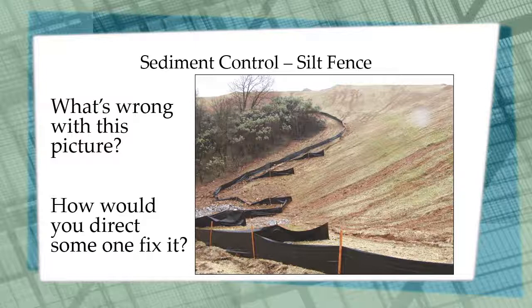Well, there's a number of things. First, the silt fence is installed, at least in part, up and down the hill, which is completely useless. Additionally, it's only being installed at the toe of the slope, and there's no other BMPs further up the hill to slow down the velocity of the water or to impede any kind of runoff.